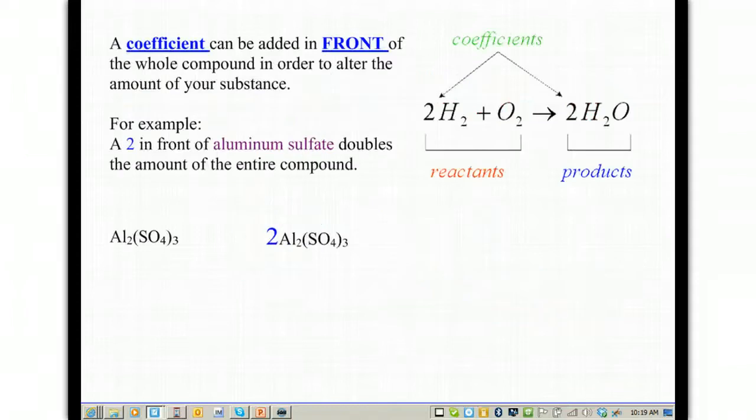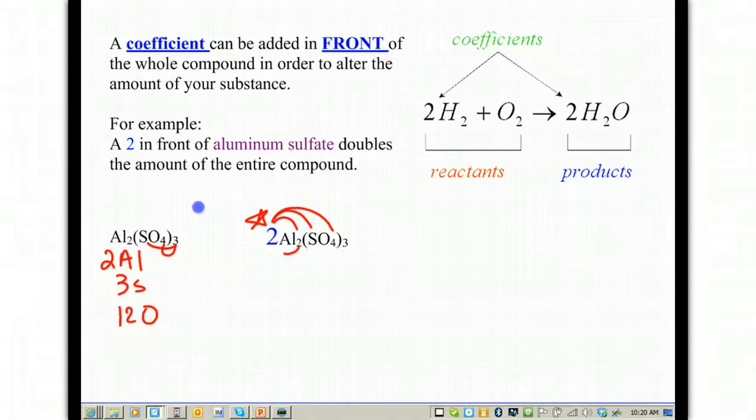A coefficient, however, can be added in the front of a compound to alter the amount of the substance. So by coefficients, we mean these big numbers in the front. For example, a 2 in front of aluminum sulfate doubles the amount of the entire compound. So here I have 2 aluminums, I have 3 sulfurs, and I have 3 times 4 is 12 oxygens. By putting a 2 in front, I am doubling. It distributes to everything that I have.